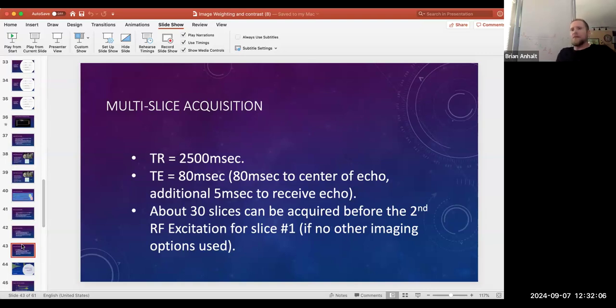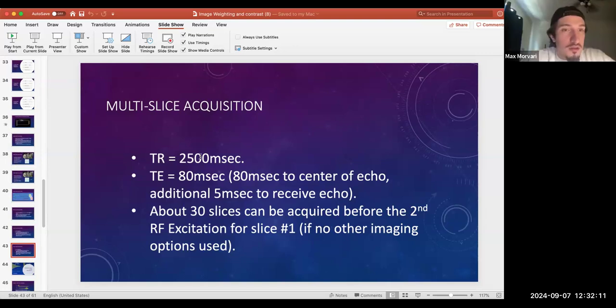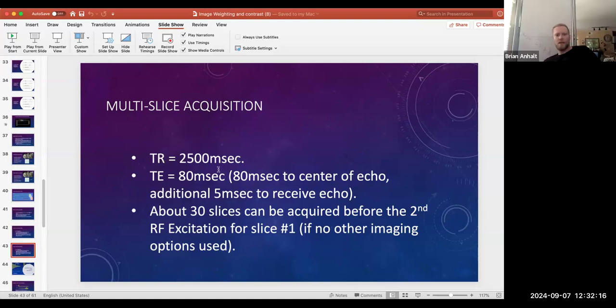And you can see the difference here if we raise that TR. What kind of weighting do we have here? That's a T1. This is T2 weighting. Long TR, long TE. 80 milliseconds the center of echo, 5 more afterwards. About 30 slices can be acquired before we have to go back and do the second excitation of slice number 1. So we can see with longer TRs, proton density, T2 weighting, we can fit a lot more slices in before we have to go back and re-excite that first slice.